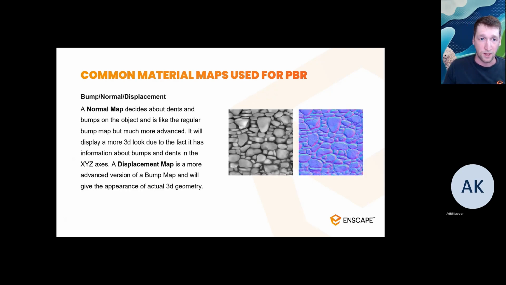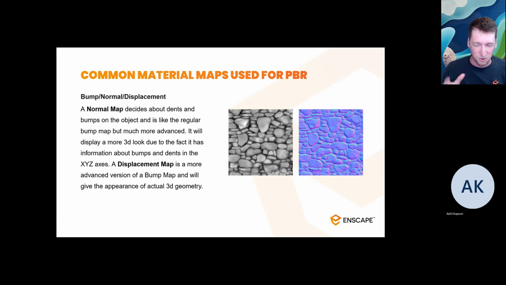And then the next maps that we have are called bump, normal, and displacement maps. Everybody's heard of a bump map. Black is recessed and white is raised up. A displacement map is basically the same thing, except it's a more advanced version, where it's going to give the illusion that it's actually 3D geometry being displaced. So again, we're going to look at the difference between those. And then there's this other one. It's called the normal map.